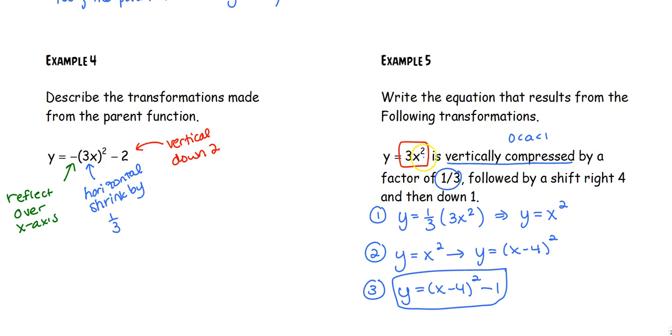So if I take that function of y equals 3x squared and I perform those 3 transformations, you have to be careful about the order. That's going to be my final equation.